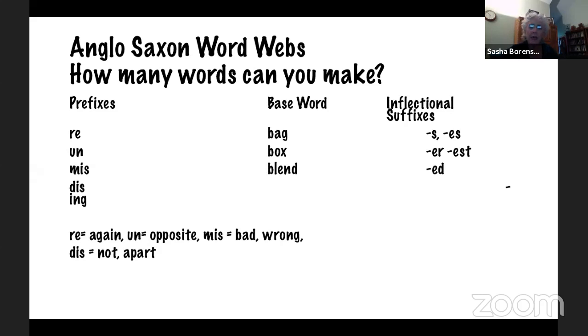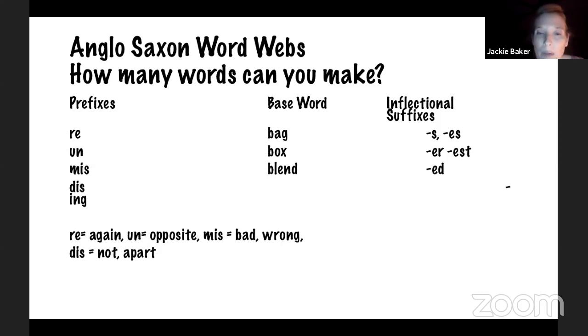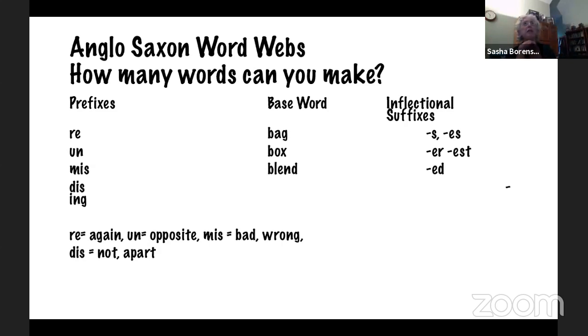Okay. Jackie, what's your word? Oh, okay. I don't know if this is a word, but how about misbox? It's a bad box. I think you could misbox something also. You could put it in the wrong box. Right? So it could be a noun or it could be a verb, couldn't it? Cool. Deb, what's your word?